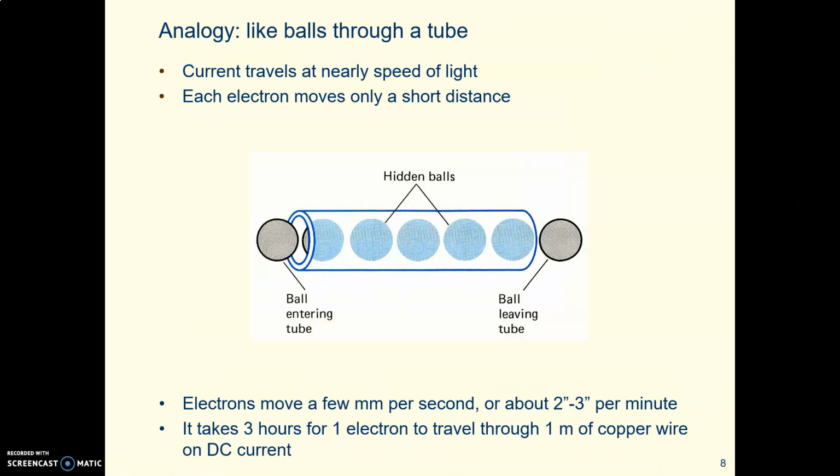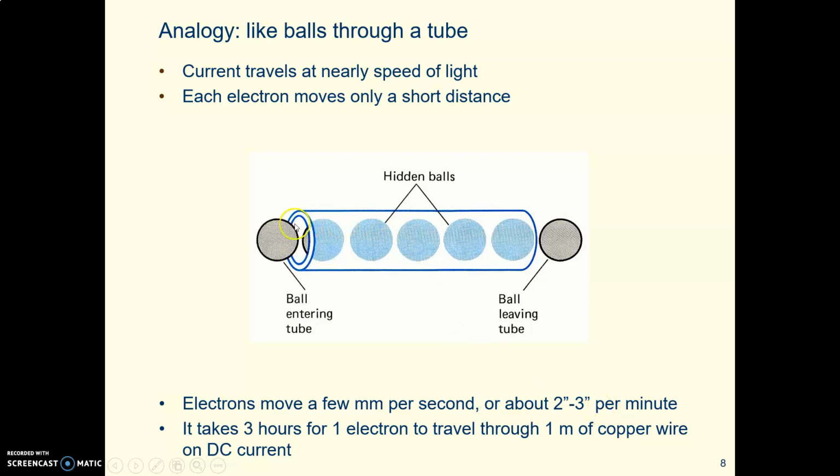Just an interesting side note, it looks like electricity flows really, really fast. So you turn on a light switch at the edge of your room, and the light on the other side of the room comes on almost immediately. And that shows you that current is traveling really fast, almost the speed of light. What's interesting is that the electrons themselves don't move that fast. One electron will move about 2 or 3 inches per minute.